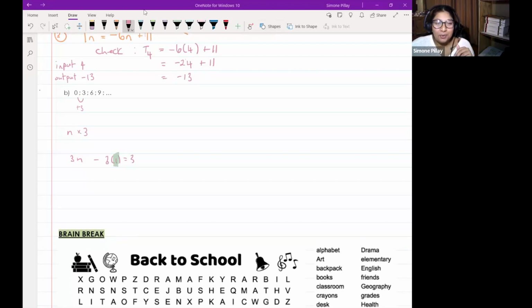And so because I want my output to be 0 here, I'm going to go minus 3, which means I have to go 3n minus 3. And that is the formula.